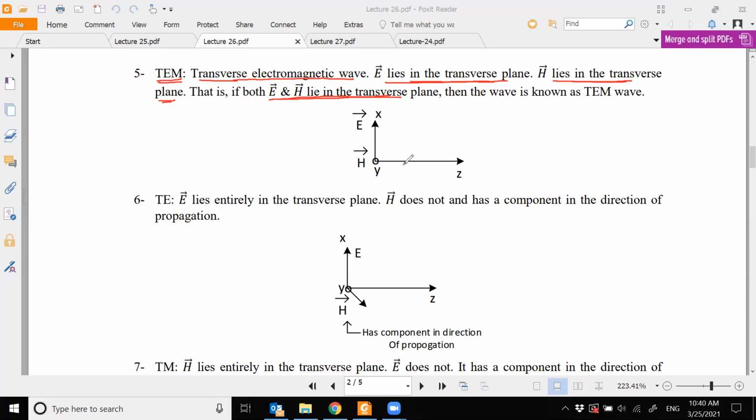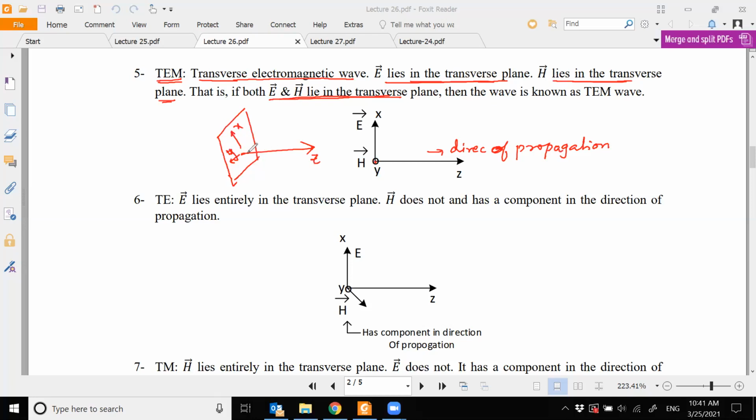So this is an example where this is my direction of propagation. And if you see here, my electric field is pointing in the X direction and my magnetic field is pointing in the Y direction. So they are in the XY plane. In 3D, they are in the XY plane, and this is my direction of propagation. So one is in this direction, another is in this direction.